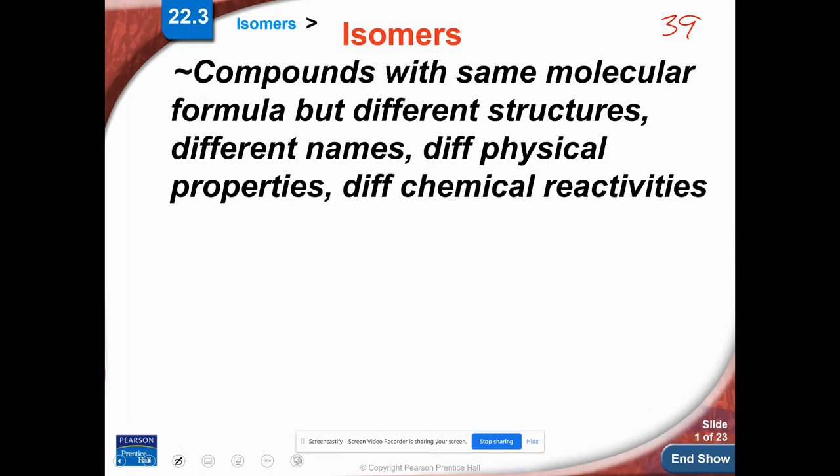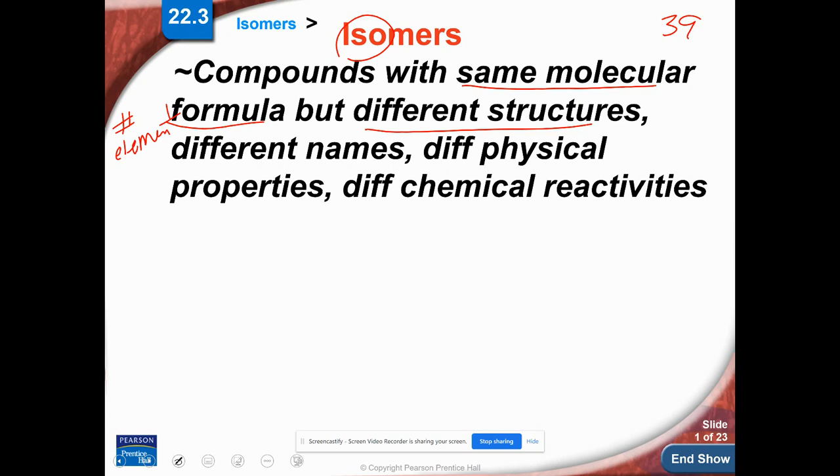An isomer is a compound with the same molecular formula but different structures. The prefix iso means something's the same but not everything. We've seen the prefix iso when we talked about isotopes. Isotopes have the same number of protons, different number of neutrons and mass. So an isomer has the same molecular formula, which means the same number of each element, the same elements and the same number of each element, but they have different structures. So they're put together differently.